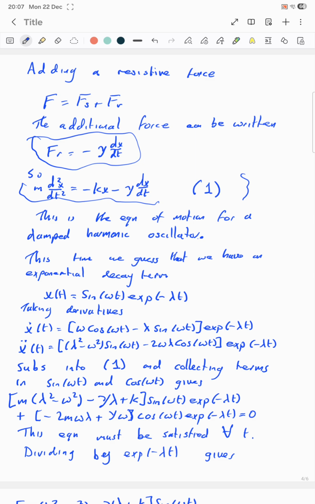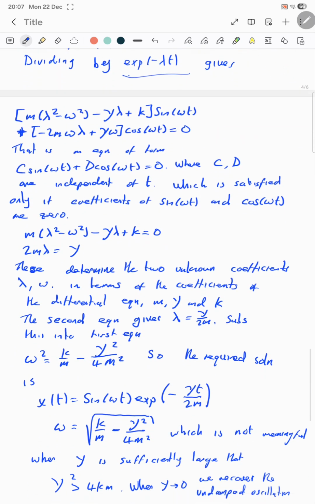Now this time we guess that we have an exponential decay term, and likewise we take the first and second derivatives, and we substitute into equation 1. Collecting terms in sine omega t and cosine omega t gives this. Now this equation must be satisfied for all t, so we divide both sides by the exponential of negative lambda t, and that gives us this.